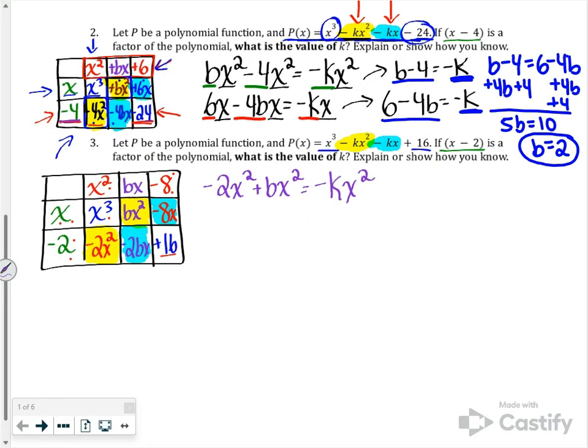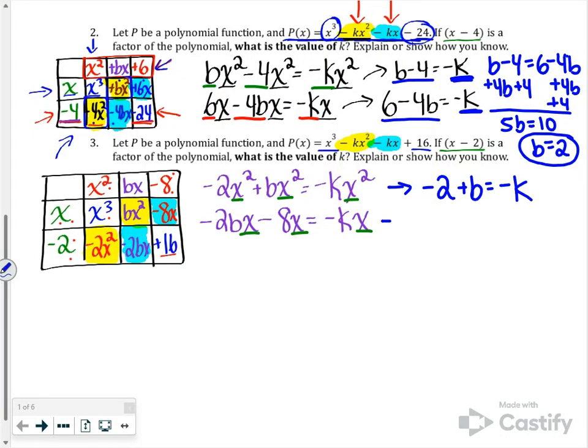And now I'm going to write the turquoise boxes. I'm going to say -2bx minus 8x equals -kx. So now let's get rid of all these x squareds and all these x's to try and make our equation simpler. So I'm going to write down -2 plus b equals -k. And the next equation is going to be -2b minus 8 equals -k.